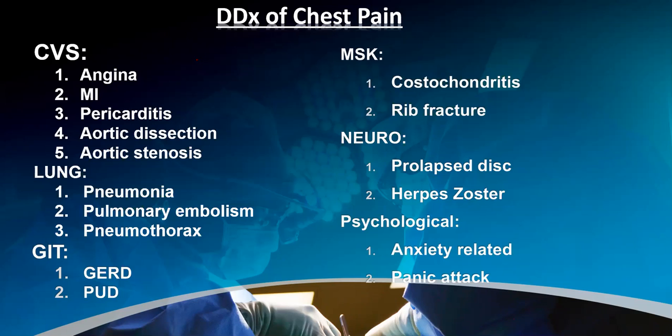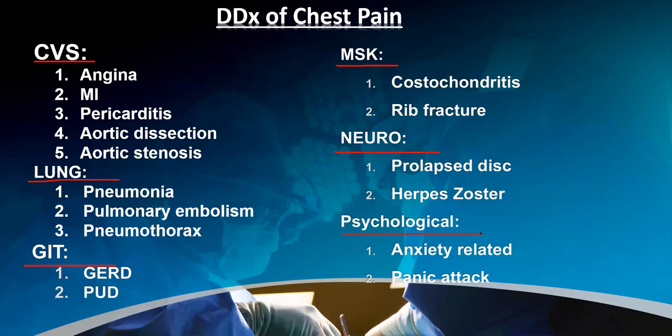So you need to have a very good idea on all these differential diagnoses. So what are the DD of chest pain? CVS is the most important. So it could be angina, could be myocardial infarction, pericarditis, aortic dissection, aortic stenosis. For lung, pneumonia, embolism, pneumothorax. For GIT, gastroesophageal reflux, peptic ulcer disease. Musculoskeletal, costochondritis, rib fracture. Neurological could be prolapsed disc in the thoracic vertebra causing referred pain in the chest. Herpes zoster. Can be psychological, panic attack, anxiety disorder. So see that there is a lot of systems which can lead to chest pain.